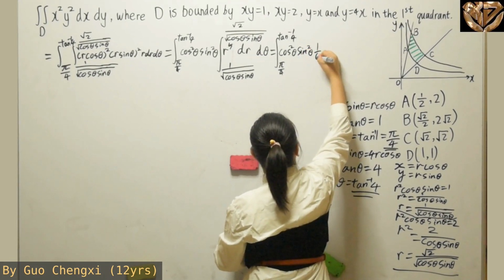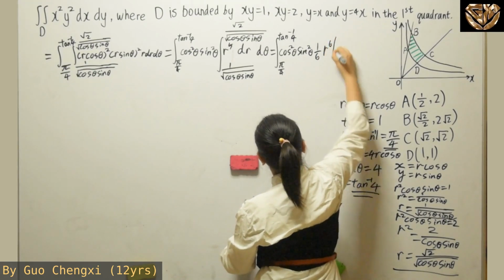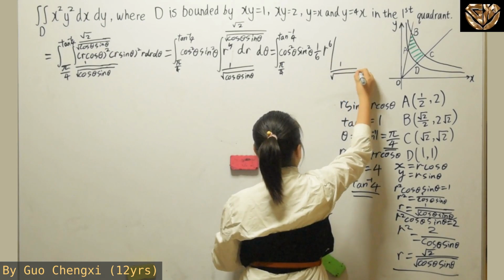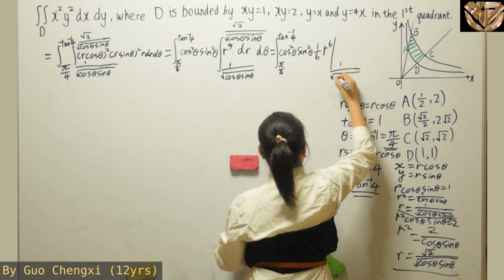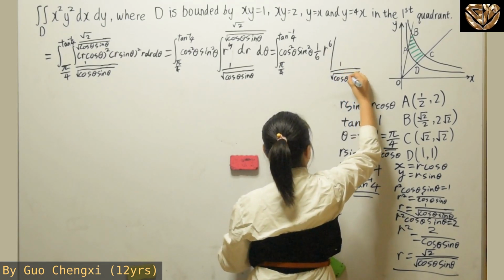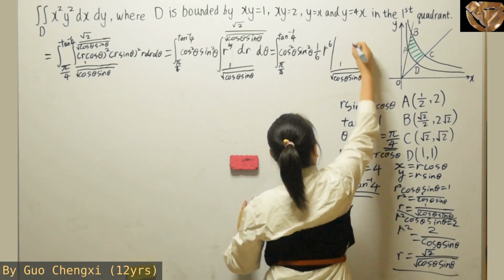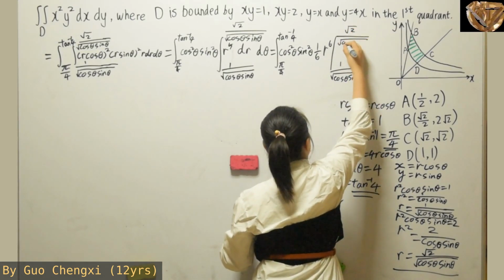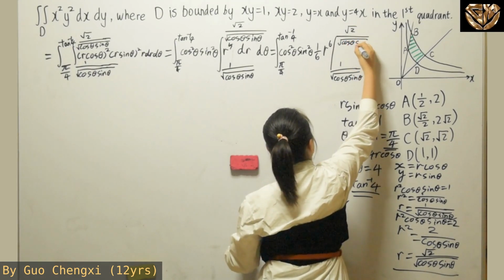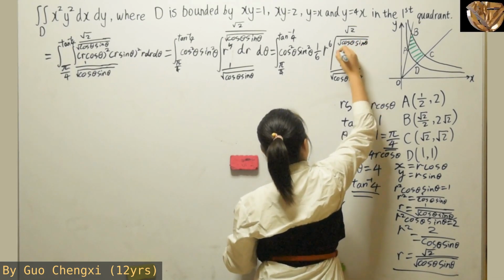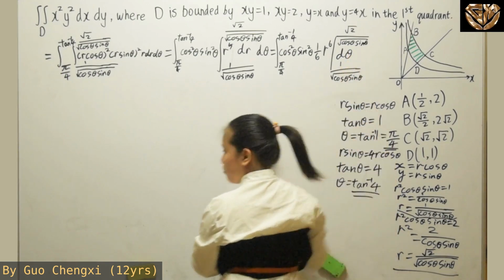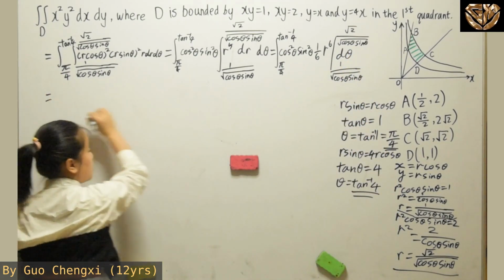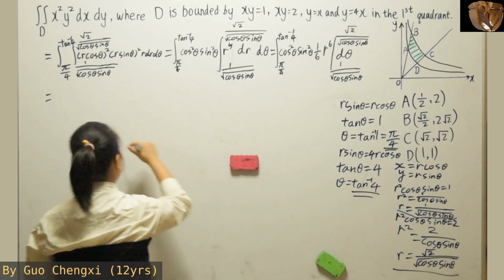And here we'll have 1 over 6 r to the power of 6, and then we'll have 1 over square root cosine theta sine theta, and square root 2 over square root cosine theta sine theta. And we'll have the d theta over here. Now that we have gotten this, we can sub in the boundaries and we'll get.